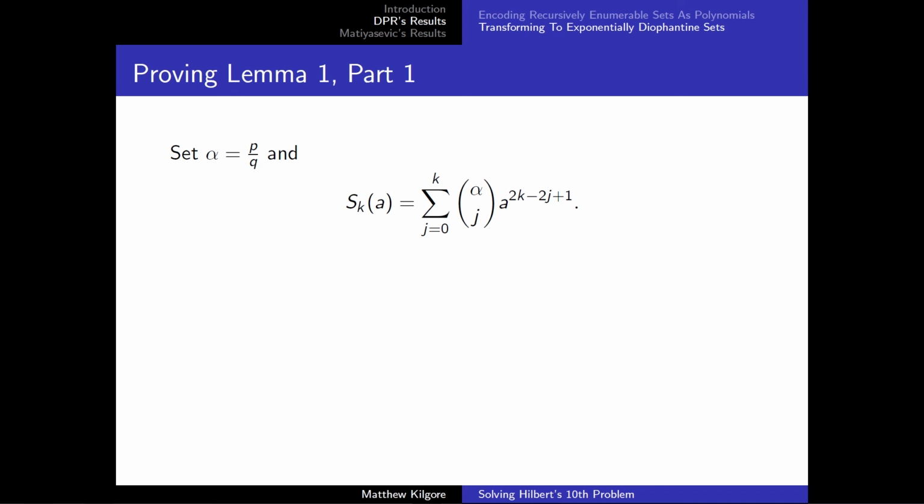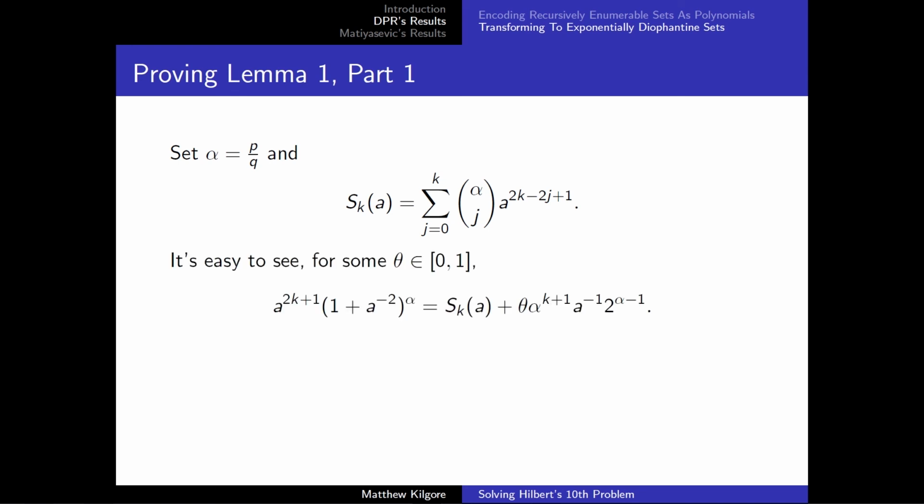Quite a mouthful, I must say. It's easy to see that for some theta between 0 and 1, a to the quantity 2k plus 1 times the quantity 1 plus a to the minus 2 quantity to the alpha equals s k of a plus theta alpha choose k plus 1 a to the minus 1 to alpha minus 1.